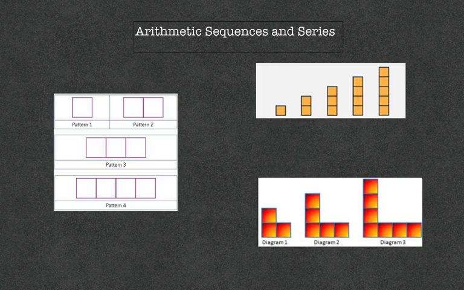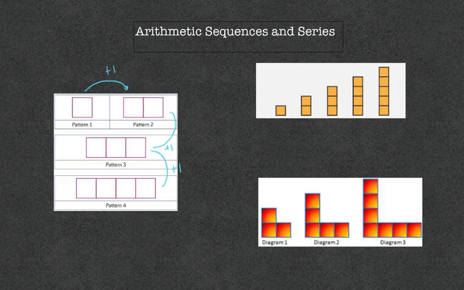going to see that from pattern 1 to pattern 2, we added one new box. From pattern 2 to pattern 3, we added one more box. And from pattern 3 to pattern 4, we added one more box. So it is easy to see that here the pattern is plus 1. Plus 1 box, plus 1 box, plus 1 box. We're adding a constant amount from pattern to pattern.